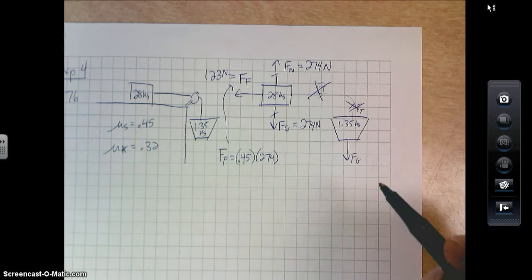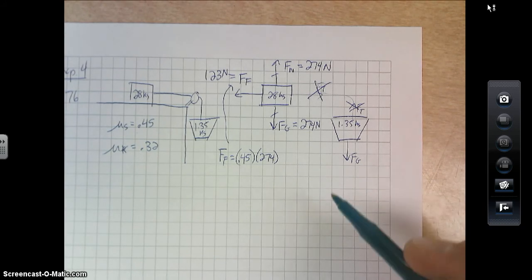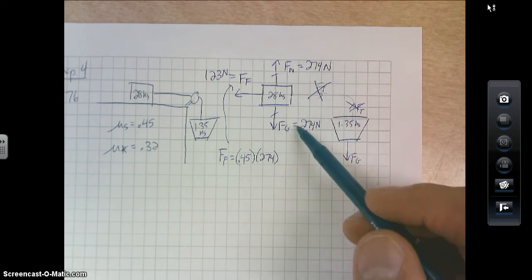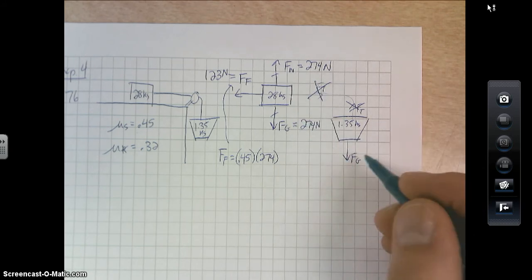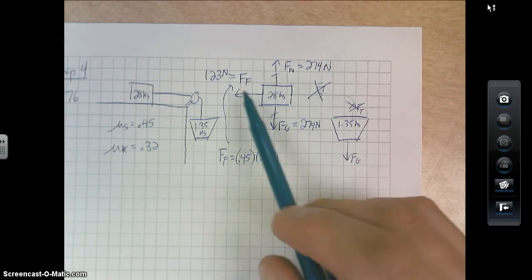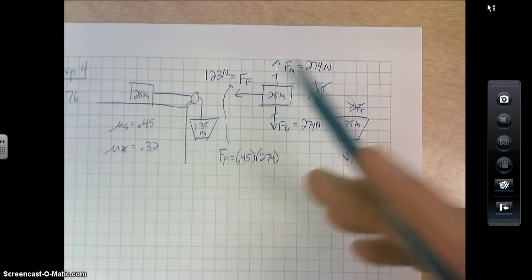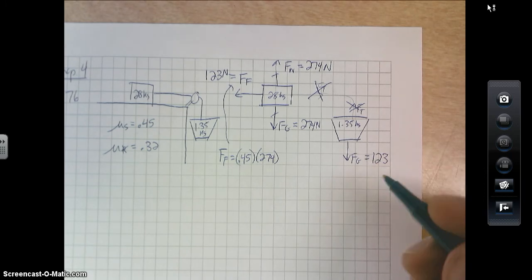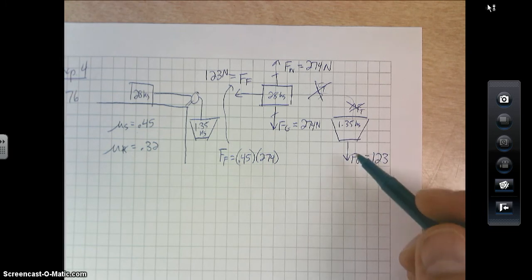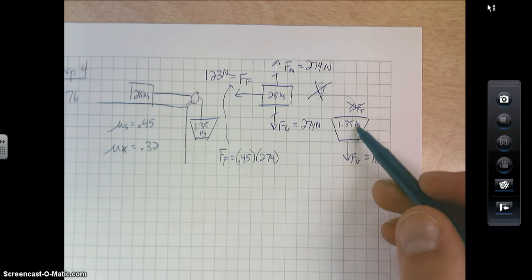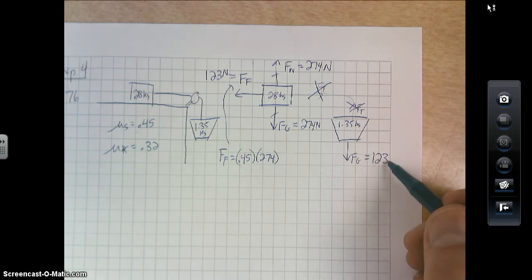Now here's what I know. If I'm going to need to get this object moving or get the system moving, these two forces are balanced already. It's not accelerating up and down. That means that F of G has to be equal to or greater than the force that it's fighting against, which is friction. So F of G in this case must be 123. Now what this allows me to do is solve for the mass of the sand that has to be added, because I already know that this is 1.35. I can tell you 1.35 times 9.8 is not 123.